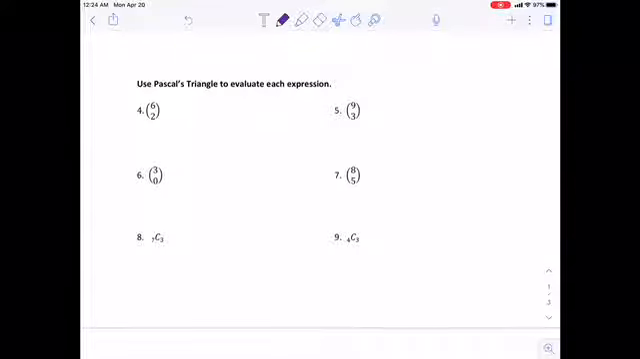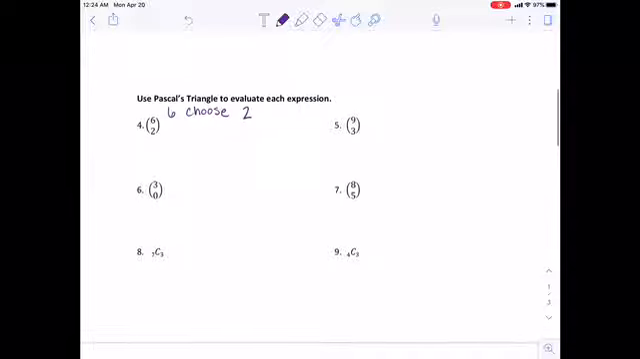So this first problem, number 4, has the parentheses with the 6 and the 2. The way we would read this is 6 choose 2. And what it's actually asking is, if you have 6 different items and you want to choose 2 of them, how many different combinations of 2 items could you choose? And we can figure this out using Pascal's triangle.